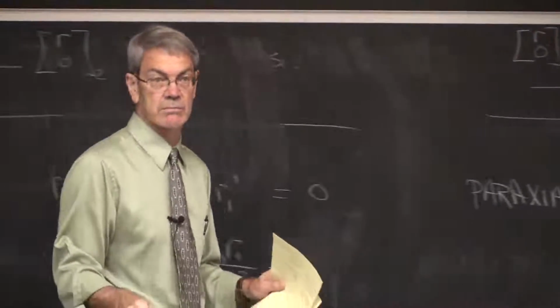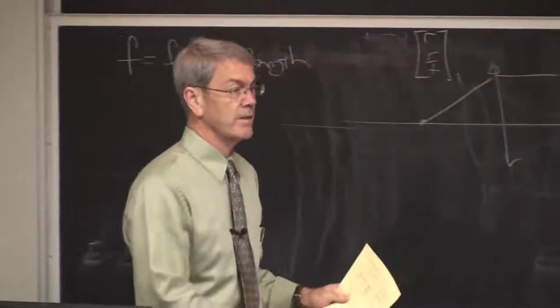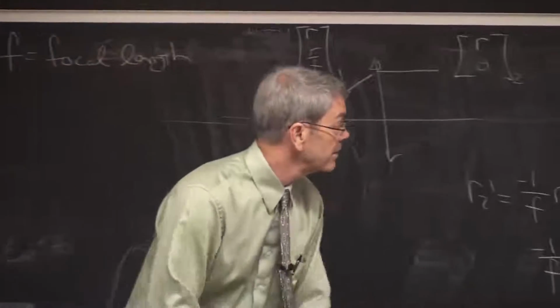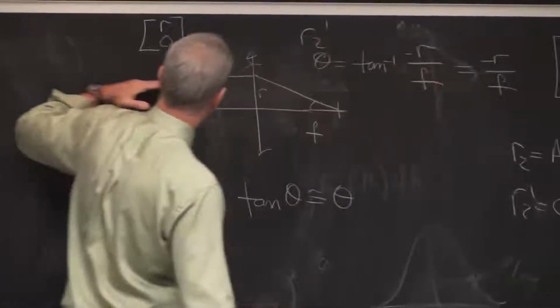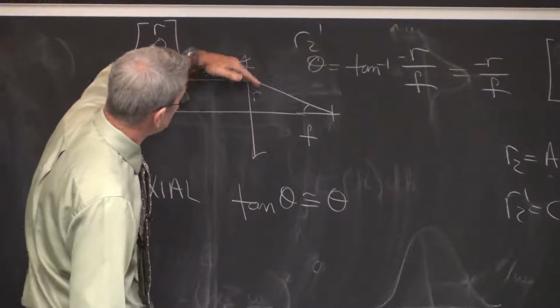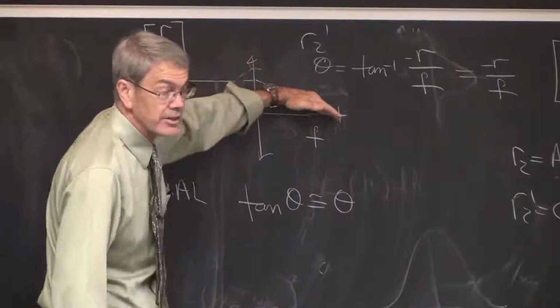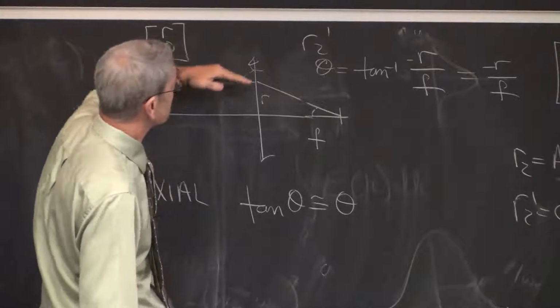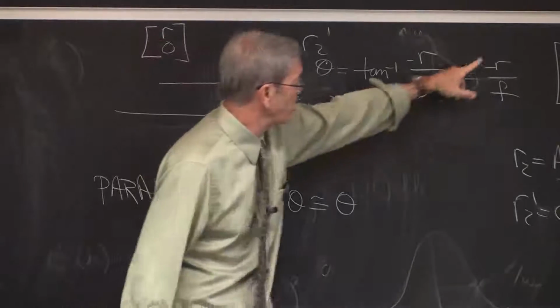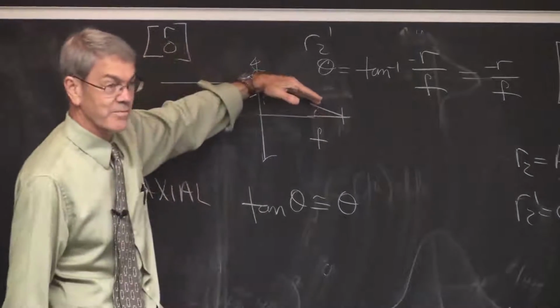I'm sorry, why did you make that negative? Here's my slope here. I came in with no slope, and I left like that, and it's a negative slope. So my input was 0, my output was minus R over F, so it's a negative slope. Yeah.